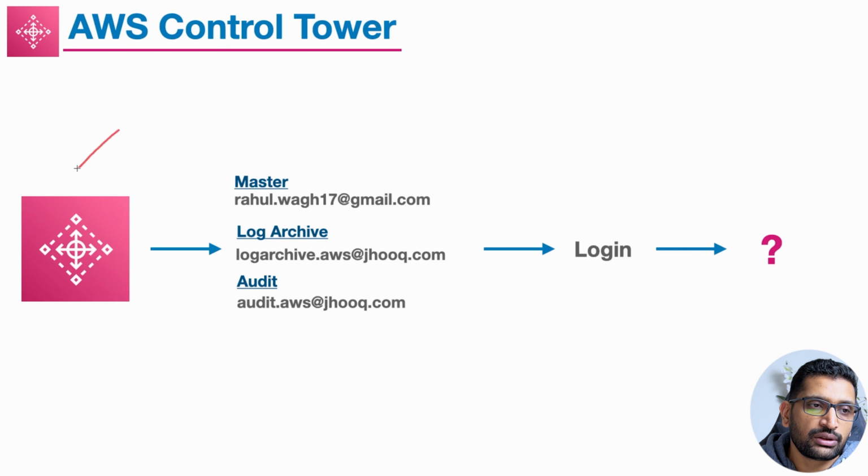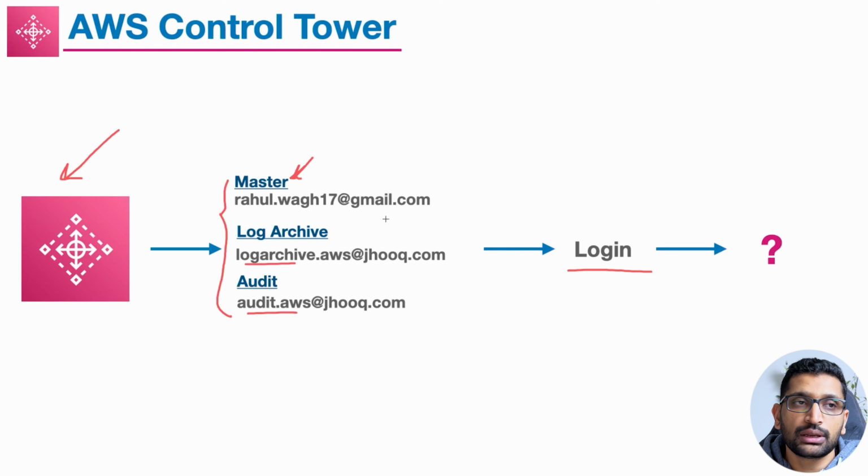Now here comes the question. We have set up the Control Tower, and we have set up the 3 accounts: the master account, which was already set up, plus a log archive account and an audit account. How are they going to log in? That is the question you will have.